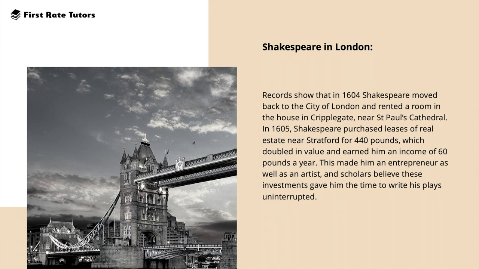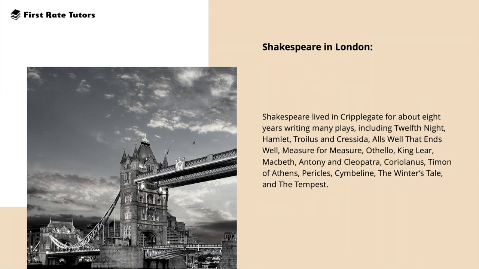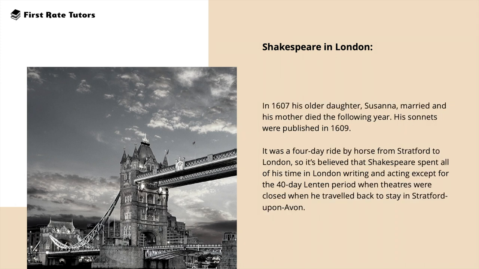This made him an entrepreneur as well as an artist, and scholars believe these investments gave him the time to write his plays uninterrupted, as he didn't have to worry too much about his survival. Shakespeare lived in Cripplegate for about 8 years, writing many plays including Twelfth Night, Hamlet, Troilus and Cressida, All's Well That Ends Well, Measure for Measure, Othello, King Lear, Macbeth, Antony and Cleopatra, Coriolanus, Timon of Athens, Pericles, Cymbeline, The Winter's Tale and The Tempest.